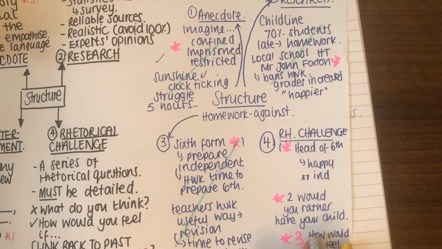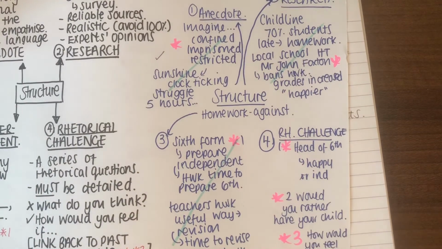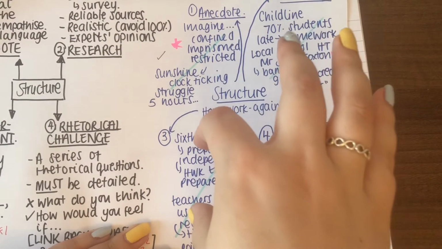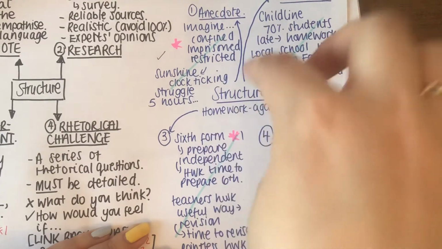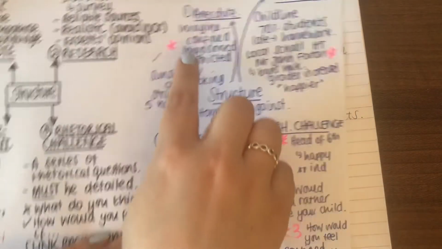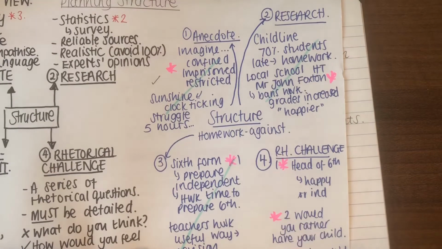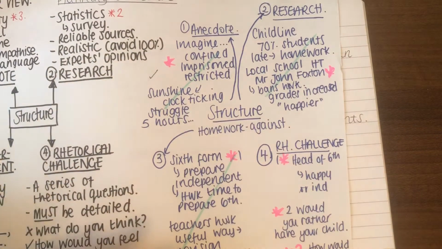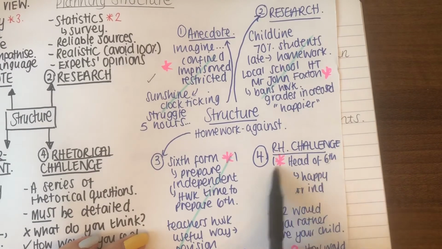Now, as you can see, I've numbered them 1, 2, and 3, because what I'm going to do is link backwards. So I'm going to link to my counter argument, then my research, then my anecdote, so that I can end where I began. So I get that cyclical structure again. So I'm starting with this one here.